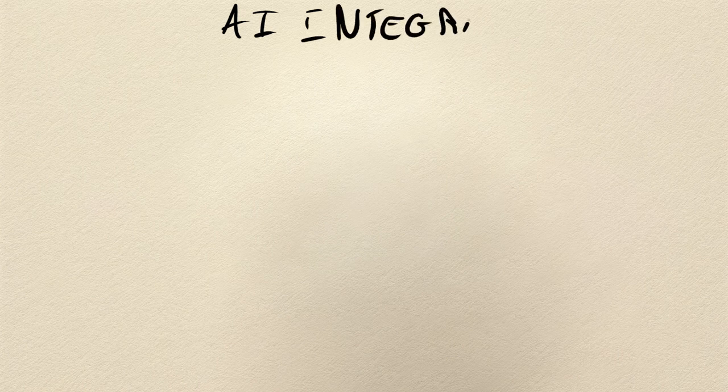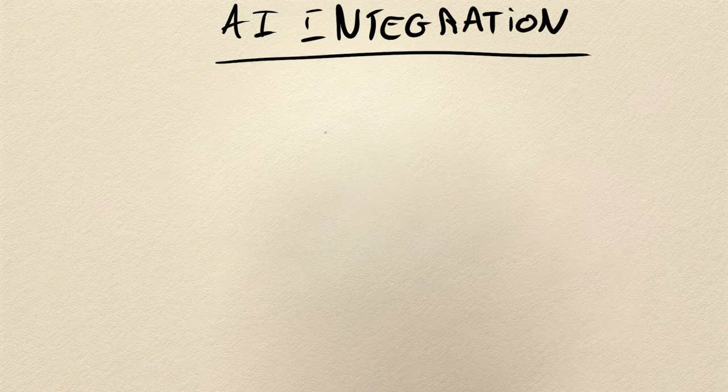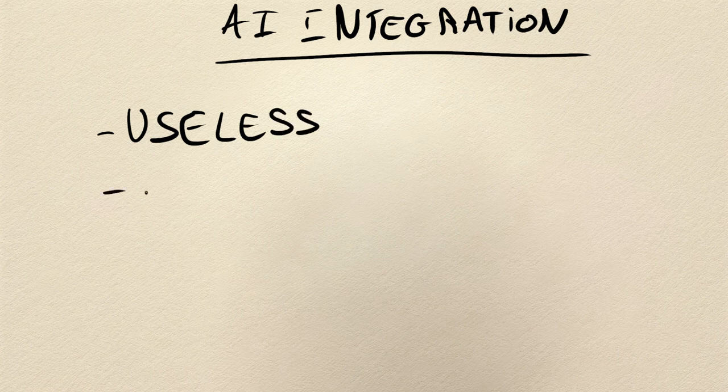I'm going to give you a few examples because there are a lot of misconceptions about how to integrate AI. And the first one is believing that AI is a magic bullet, that AI can solve all your problems. The two extremes are that AI is either useless or it's magic, right? Useless or magic. Those are the two extremes.